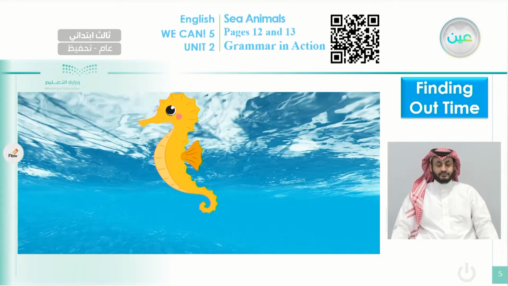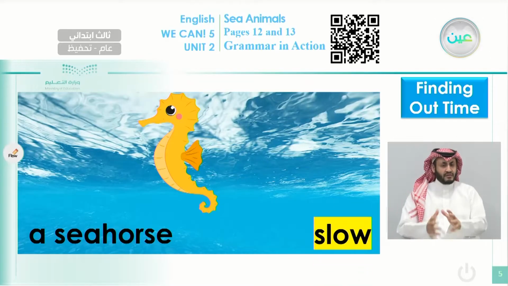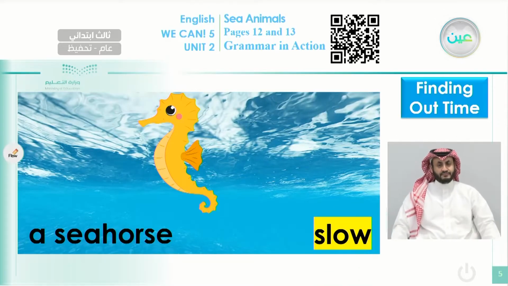Let's start with the first one. You can try to remember the name of this sea animal. What is it? And also we want you to give it a description, to give it an adjective that can describe this sea animal. What is it? It is called the seahorse. It is a seahorse. And you can describe it as slow. Okay, the seahorse is known as slow.